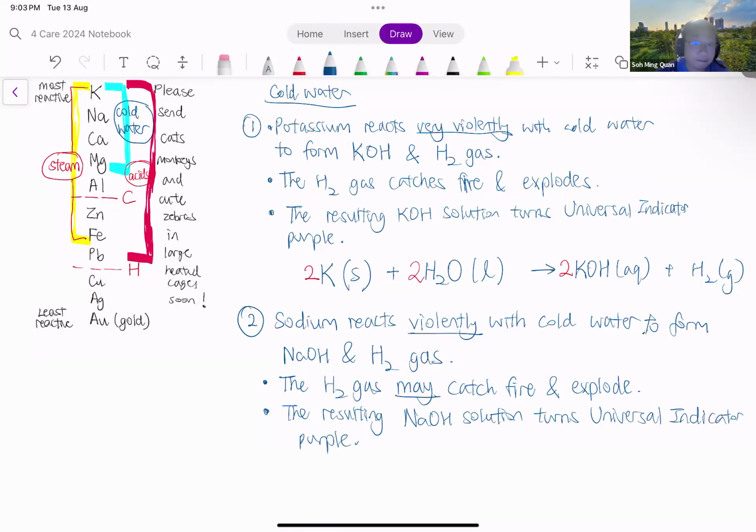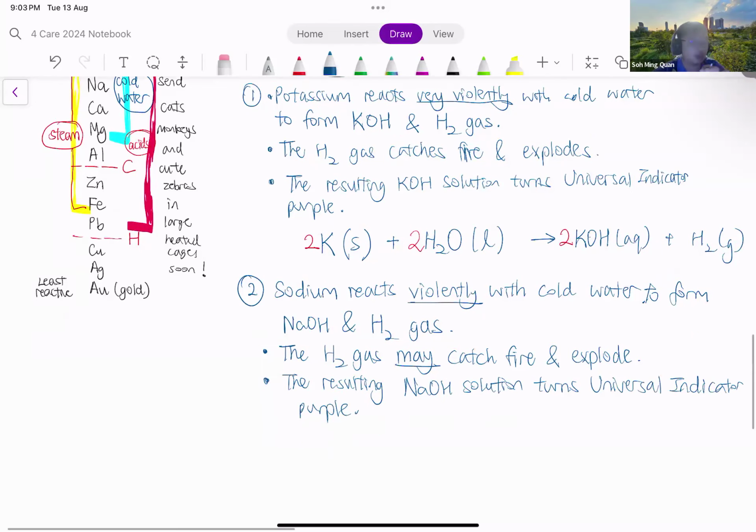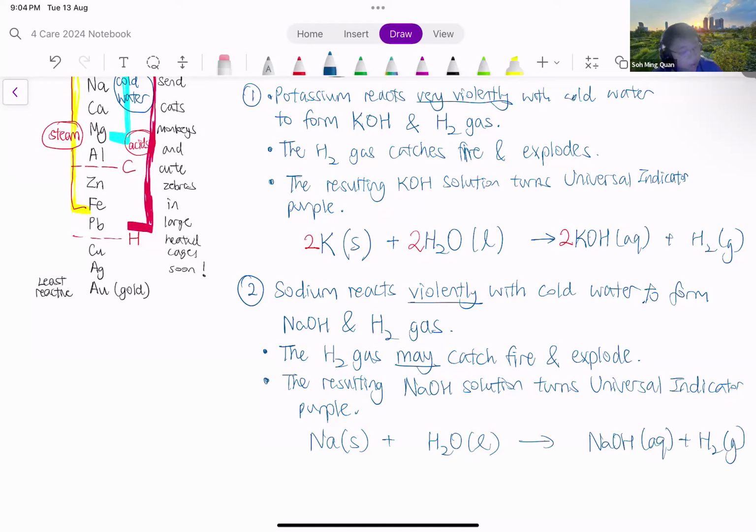All right. And how do you write the equation? Thankfully, sodium and potassium are both in group 1. And hence, the equations for sodium and potassium can be balanced in the same way. Meaning, it's almost the same equation, just that K is replaced by Na.